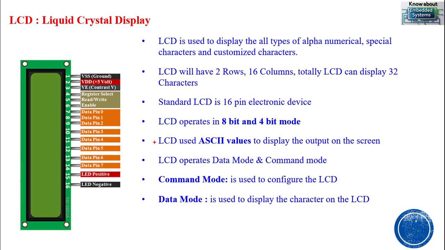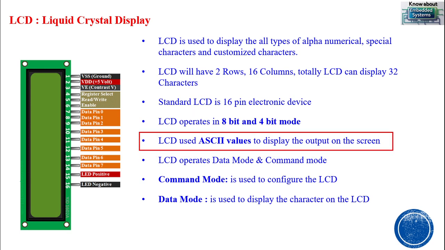And this LCD will use ASCII values. If you want to display the character A, you should send it as an ASCII character. That means your LCD will understand only ASCII values, and only then is it able to display. If you send it directly, it will not understand. We have to send ASCII values.